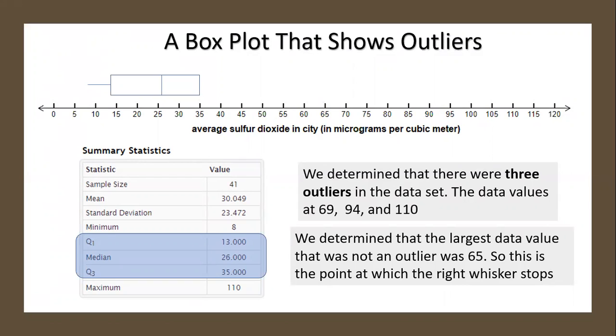Now on the upper end though, we are not going to extend the right whisker all the way to the maximum value because we have 3 outliers. We're going to mark our three outliers at 69, 94, and 110. And then we're going to make sure that our right whisker stops at 65, which was the value of Cleveland, the largest data value that was not an outlier. So that's our procedure for creating a box plot when we have outliers that have been detected.